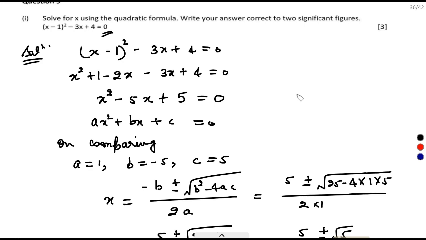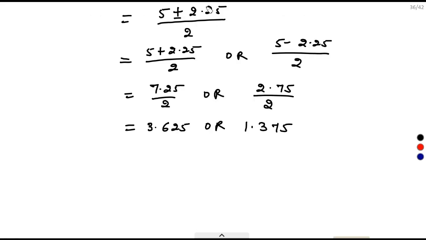Look at the question. Write your answer to two significant figures. Now round off these roots to two significant figures, means numeric values in your answer should be 2. Then 3.6, and this will become 1.4. Due to this 7, this will become 4.